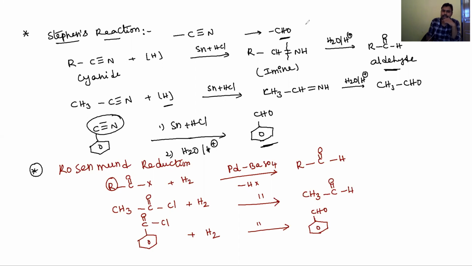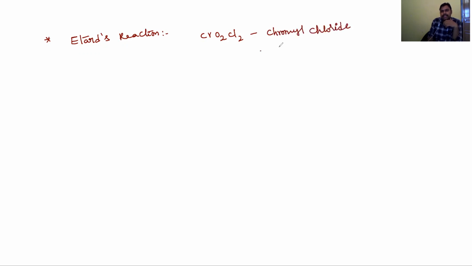Okay, students. Let's see the next important named reaction. It is Etard's reaction. In Etard's reaction, the oxidizing agent is CrO2Cl2, chromyl chloride. Chromyl chloride is known as Etard's reagent.